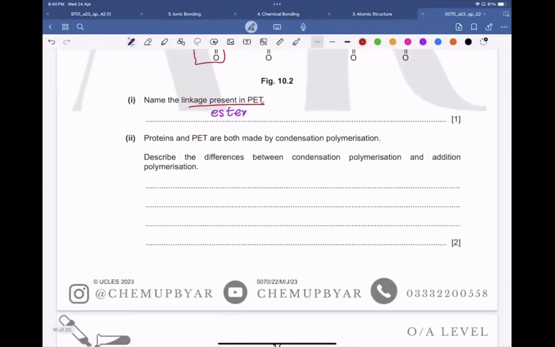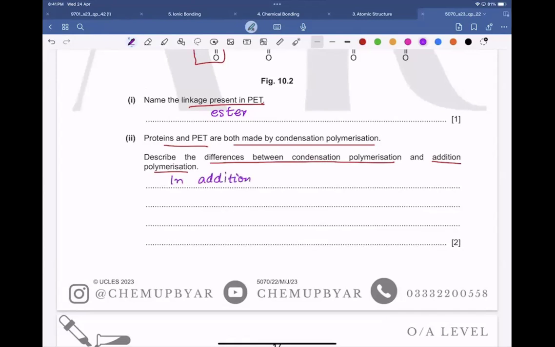Okay, now next part. Protein and PET are both made by condensation polymerization. Describe the difference between condensation polymerization and addition polymerization. So if you recall, it's very easy. As we have discussed, in addition, it doesn't matter. You can write one group on either side. If you are drawing the carboxylic acid on left, draw amine group on right. Okay. So yes, very good, Rahim.